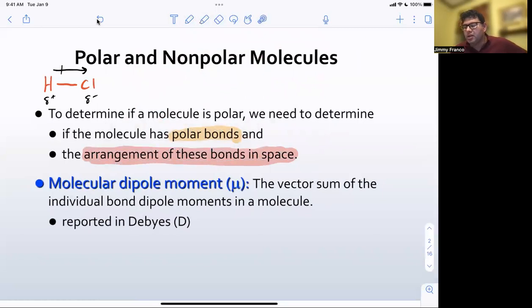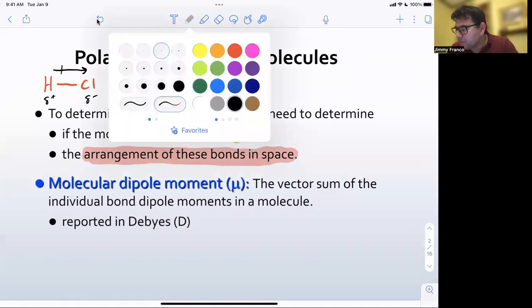If I was looking at HCl, I would say it's polar. It's got this net dipole, pulling the electrons in one direction. And all those arrows are going in one direction. There's only one, and so it's going in one direction. Let me show you a second example.